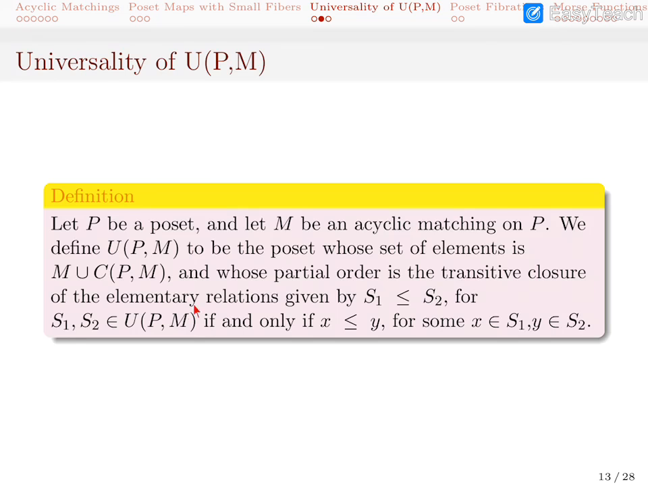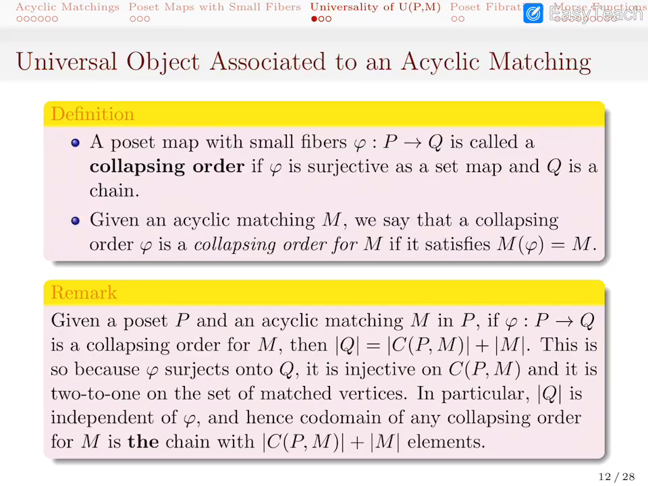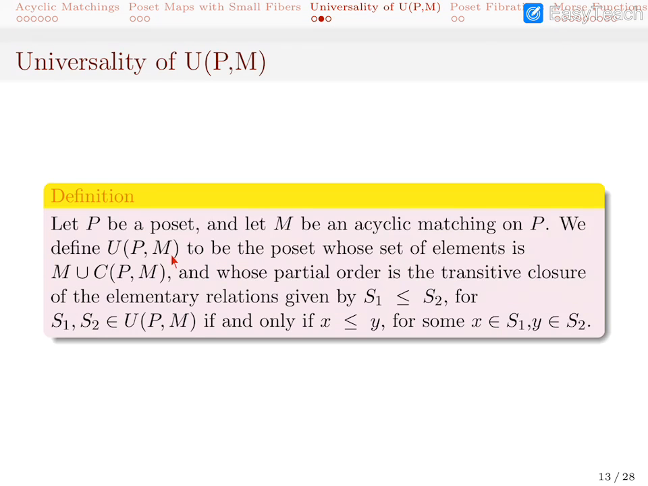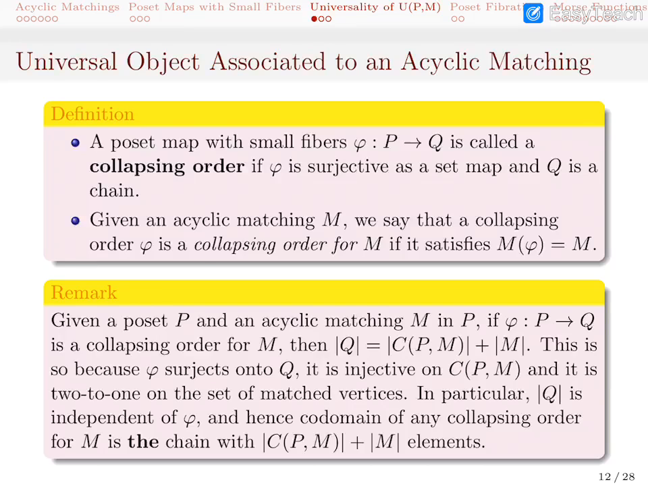the transitive closure of the elementary relations given by, well, if you have two elements S1 and S2, then S1 is less than or equal to S2 for some S1, S2 in U(P,M) if and only if X is less than or equal to Y for some X in S1 and some Y in S2. So just observe that this poset, by definition, is a collection of singletons and a collection of two element subsets of M. So it makes sense to talk of elements in this S1 and S2. So this is the definition of the poset U(P,M), and it does have some good universal properties. Note that its cardinality is exactly |C(P,M)| plus |M|.